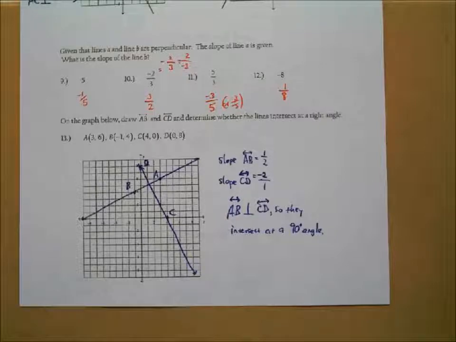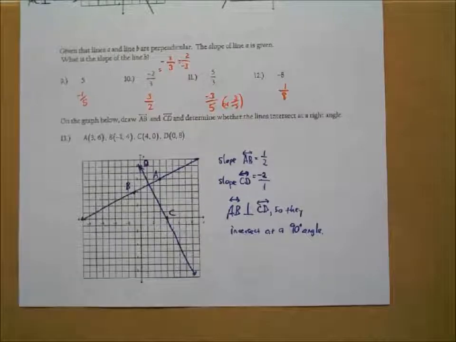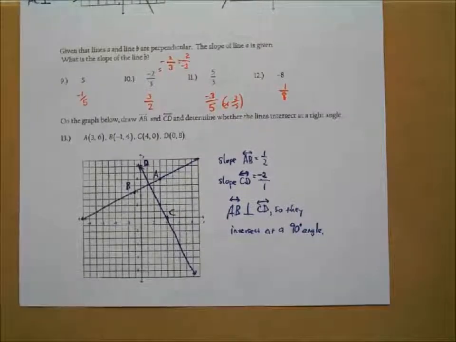And then there is our slope calculation, or counts, that's what I did. And then there's a little statement there. Line AB is perpendicular to line CD, so they do intersect at a right angle, or a 90-degree angle. Okay? So be careful with plotting those points and things. Want to be good with that.